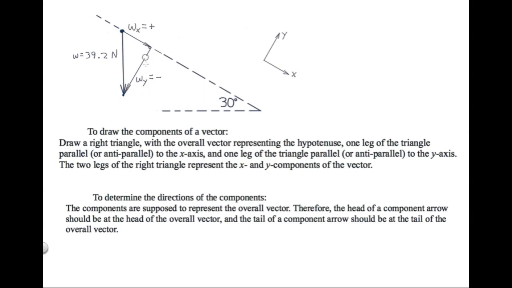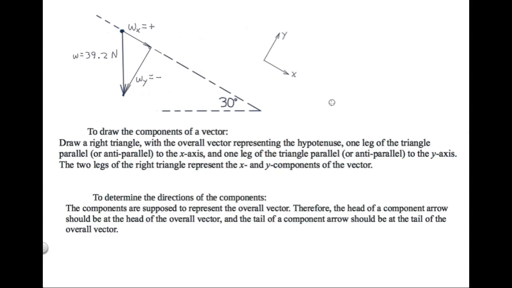We need to draw the directions of the components so that we can figure out the plus or minus signs on the components. W sub x is pointing in our positive x direction. So I'll say that W sub x is positive. W sub y is pointing in our negative y direction. So I'll say that W sub y is negative. It's a good idea to figure out the plus or minus signs on the components before you figure out the magnitudes, because if you figure out the magnitudes of the components first, you're more likely to forget about the signs altogether, and then you might not notice this crucial negative sign.